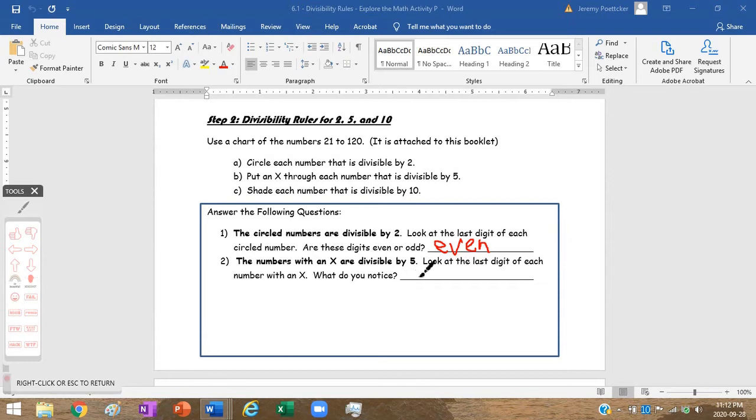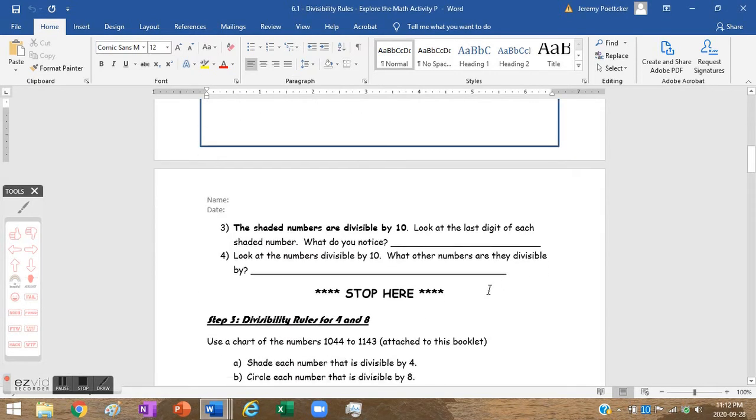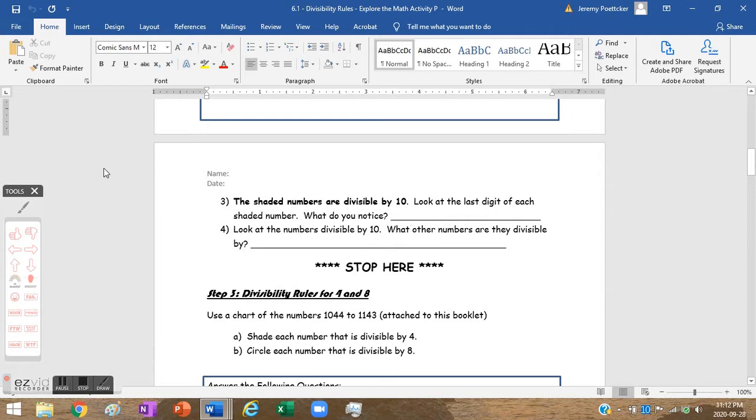Numbers with an X are divisible by 5. Look at the last digits of each number with an X. What do you notice? Guess what? It's either a 5 or a 0. Make sure you get those down. Pause if you need to. And we're going to move down. Got a couple more questions here.